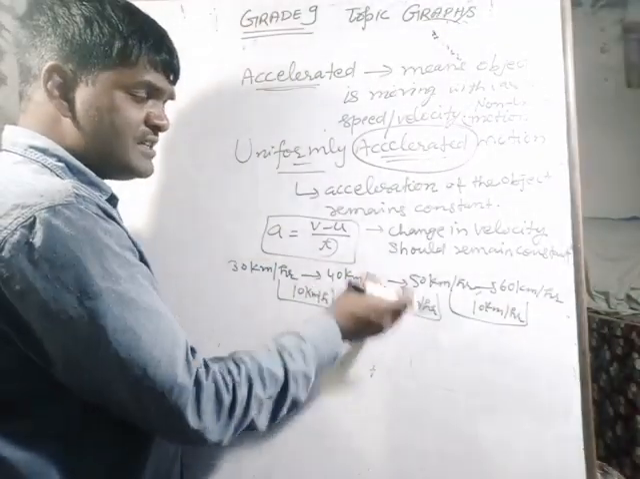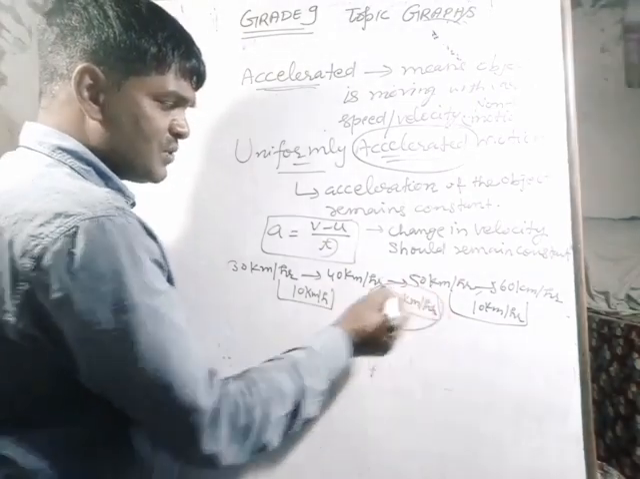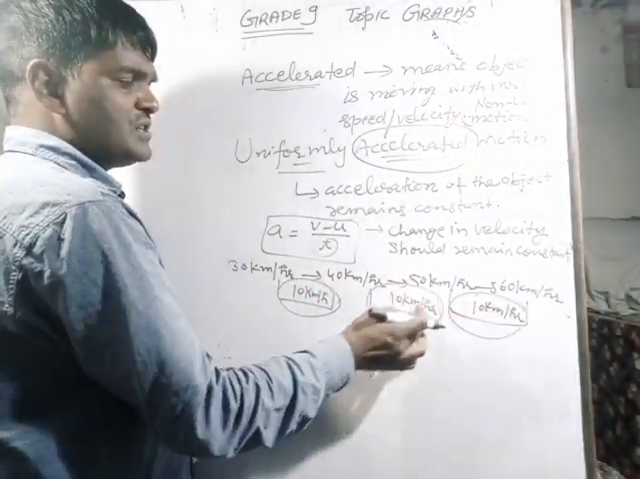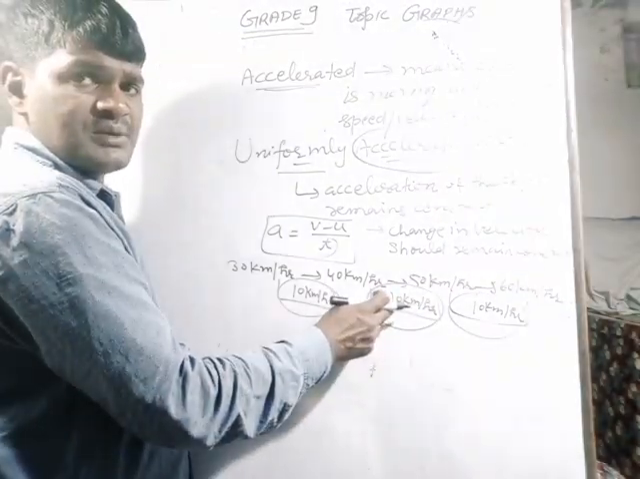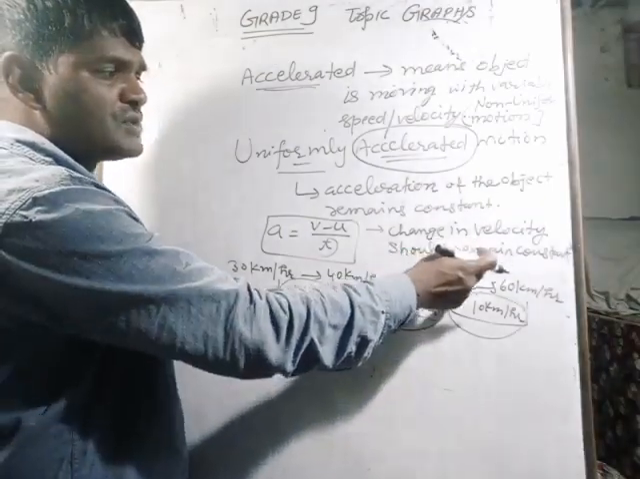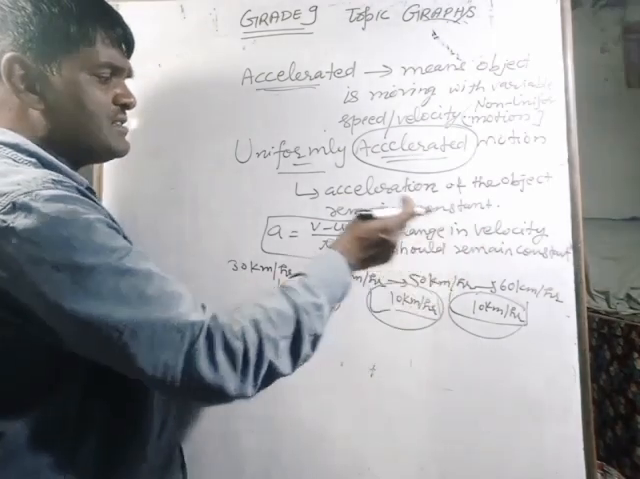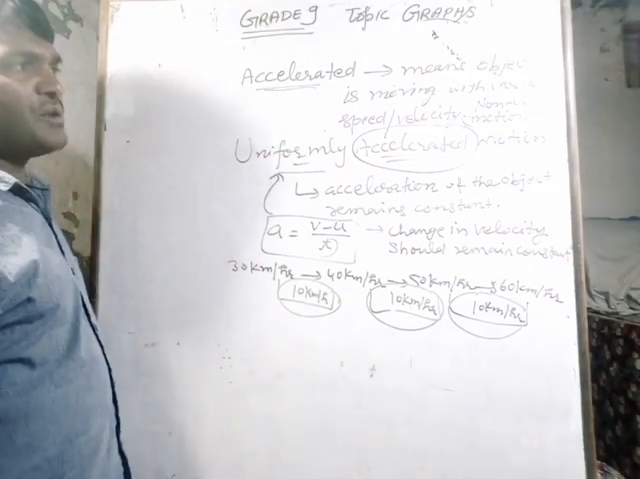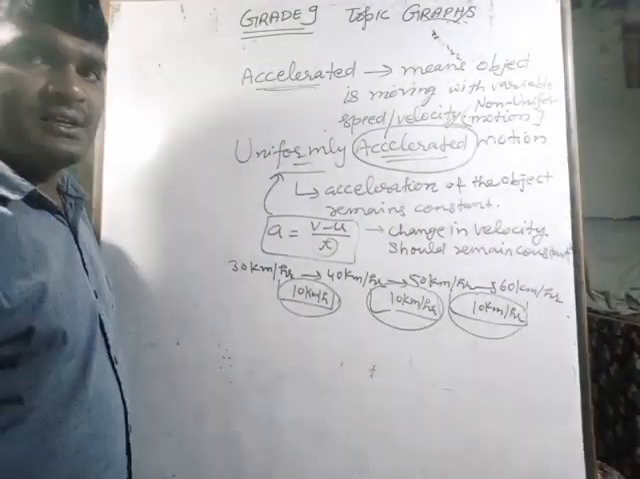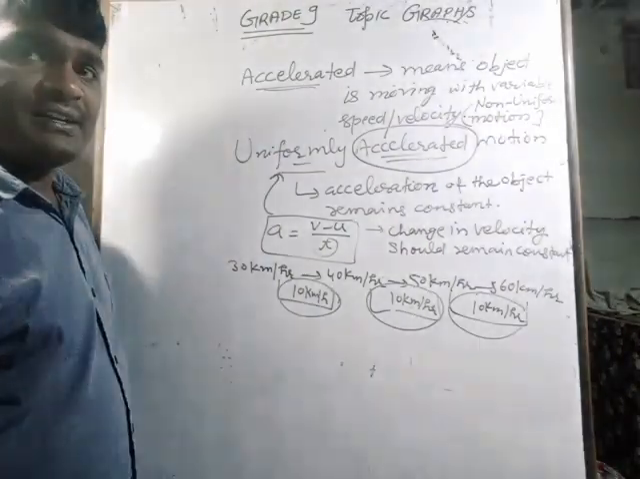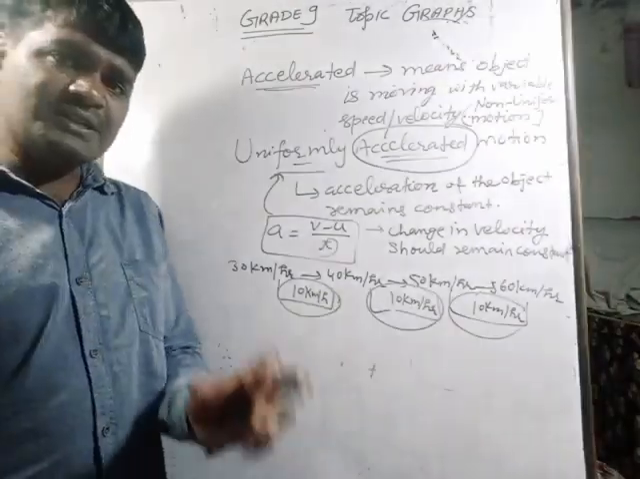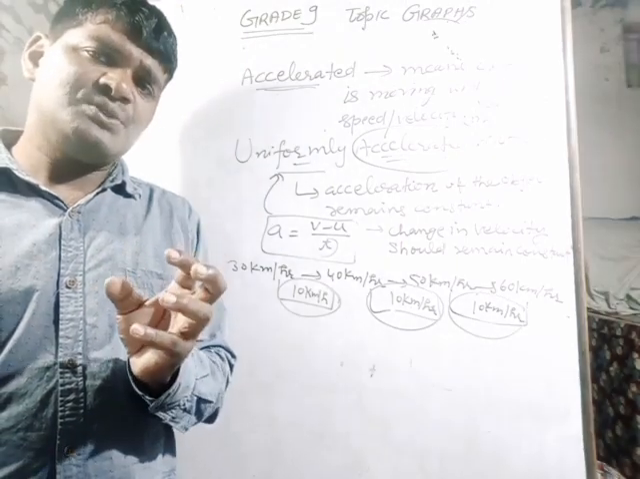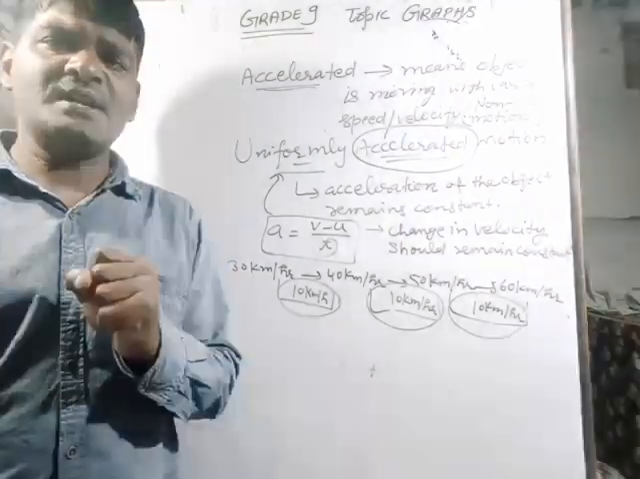So this change in velocity remains constant. For every point, the change in velocity comes to be 10 km per hour. Hence we can say that change in velocity is remaining constant, so this object is moving with uniform acceleration. Hence such type of motion is known as uniformly accelerated motion. Velocity is definitely changing, but it is changing with constant magnitude, and every time the magnitude of change is 10 km per hour.